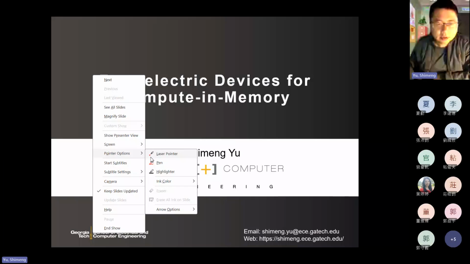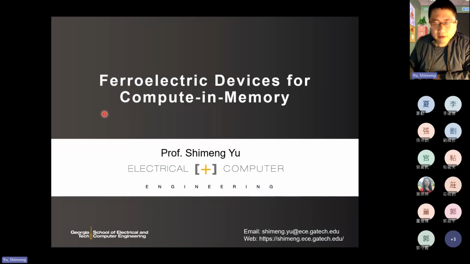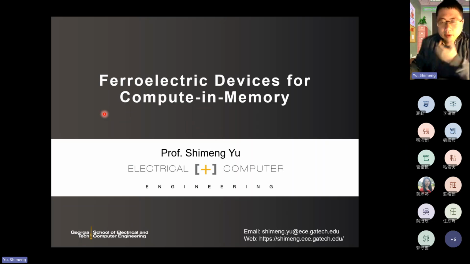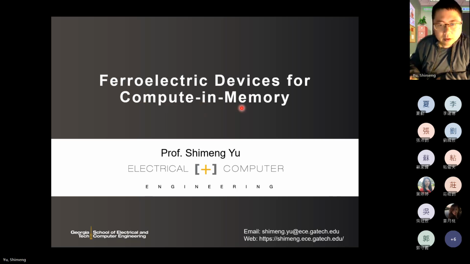So last week, if you recall, we discussed RRAM technology, resistive random access memory. And today we're going to switch the topic a little bit to a new emerging device technology based on ferroelectric material. And we believe this is a promising candidate for implementing the computing memory hardware accelerator. All right, so then let's get started.